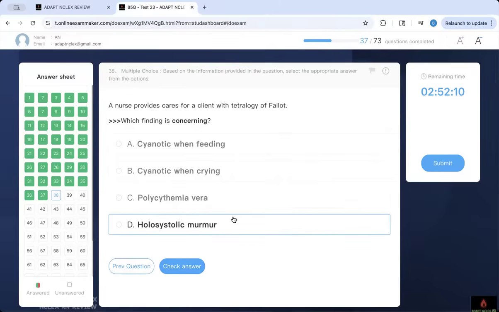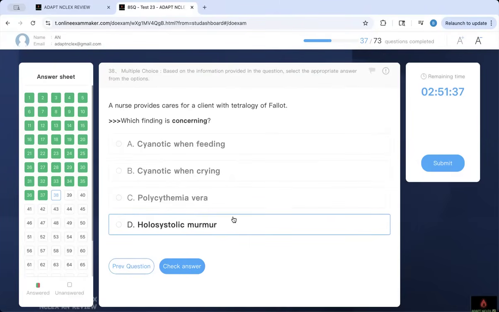And then the next question. Tetralogy of Fallot. Which finding is concerning? What do you know about tetralogy of Fallot? And what condition, when you see, you know patient is in trouble? It's a young kid. Cyanosis when you feed them. Cyanosis when they're crying. They have polycythemia vera and holosystolic murmur. Expected finding. This is the prioritization strategy the adaptive class tells you based on your content. Content prioritization. What do I see? Pick your answer. Let me know.